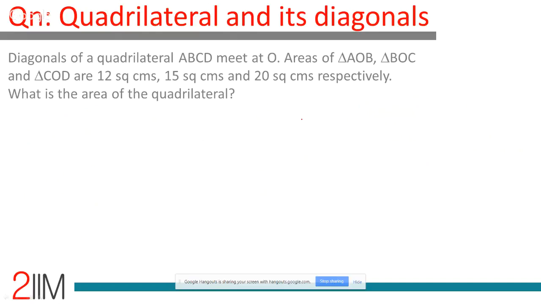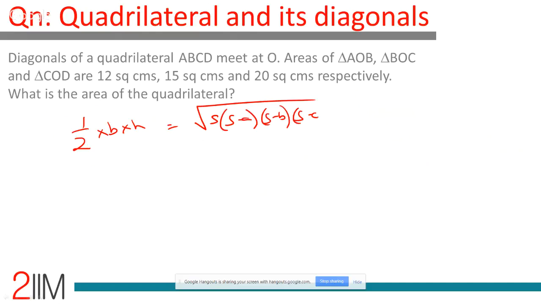This again is a very tough question, properly tough question with one very wonderful, beautiful funda. I'm going to give that funda first and then we'll discuss this. Area of a triangle, we know, is half into base into height. We also know this is the square root of S into S minus A into S minus B into S minus C, where S is the semi-perimeter and all that.